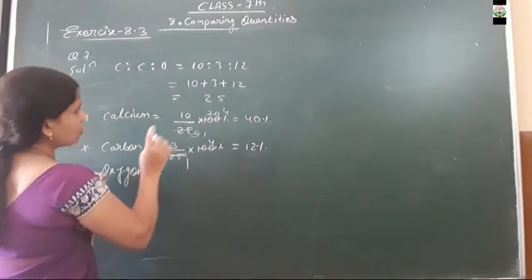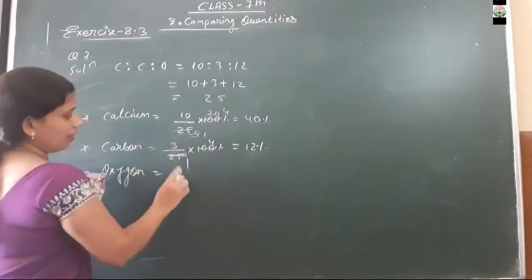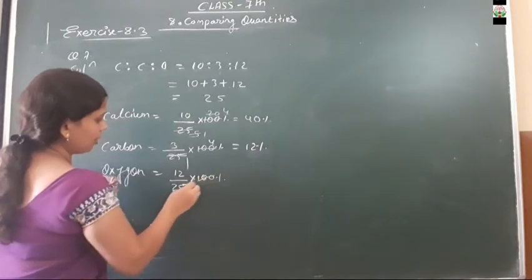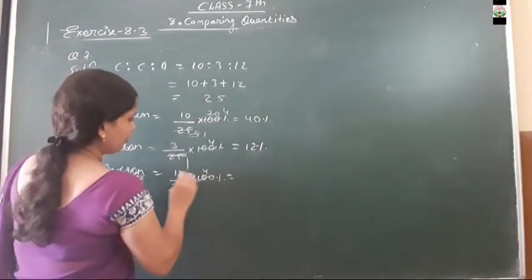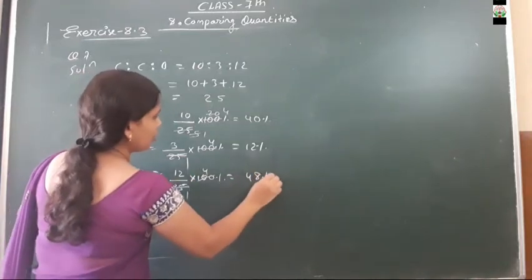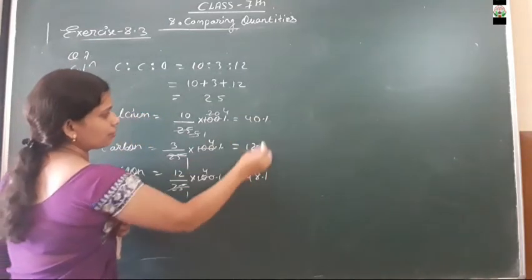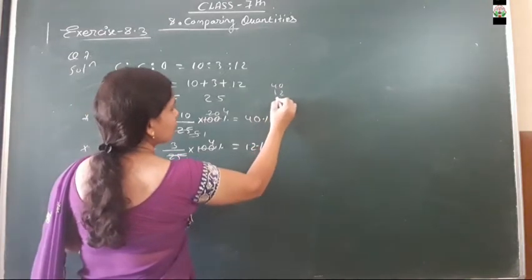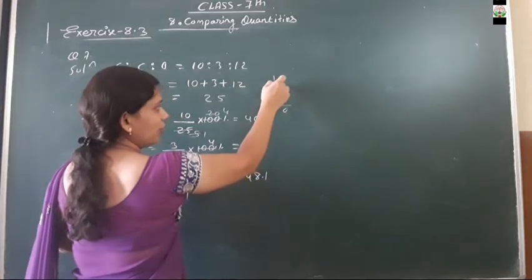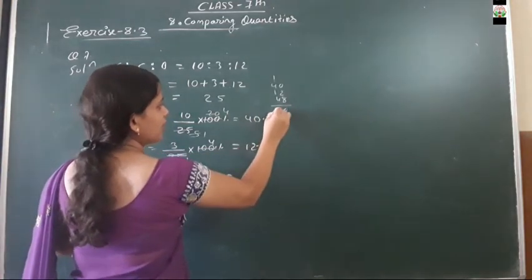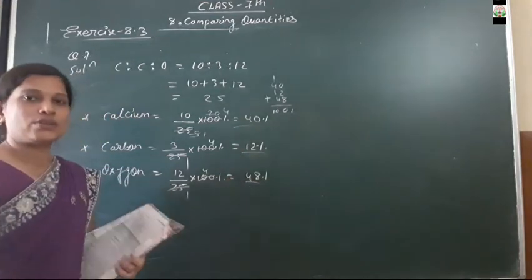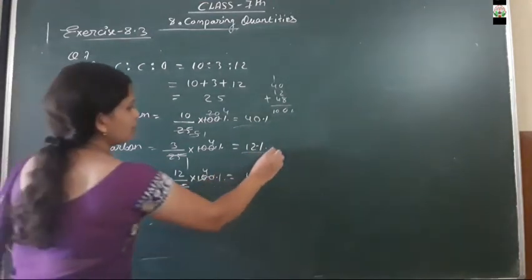The original oxygen ratio is 12 divided by the total ratio into 100. So here it will be 4 times, 4 twos are 8, 4 ones are 4, 48%. While adding all these, that is 40%, 12%, 48%: 8, 9, 10, 4 plus 4 will be how much? 8, 9, 10. That is 100%. While adding all the ratios we are getting 100%. So this is the answer for the first part of the question.